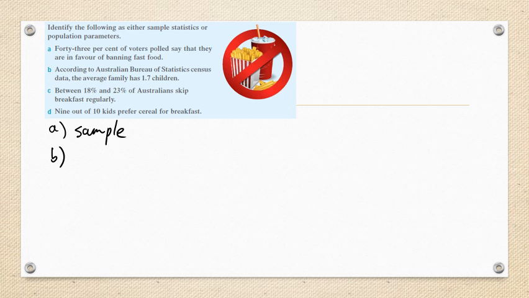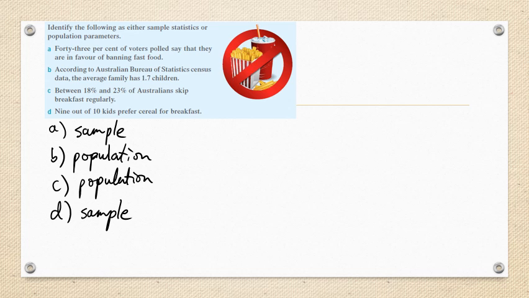B: according to the Australian Bureau of Statistics census data, the average family has 1.1 pets. Because it's a census and it's the whole population, this will be a population parameter. C: between 18 and 23% of Australians skip breakfast regularly. This is a generalized statement, so it's going to be population. It doesn't specifically say it's out of a small number of people like the last one, which would then make it a sample. The last one would be a sample because it's out of a certain amount of people, whereas C doesn't say it's out of a certain amount of people.